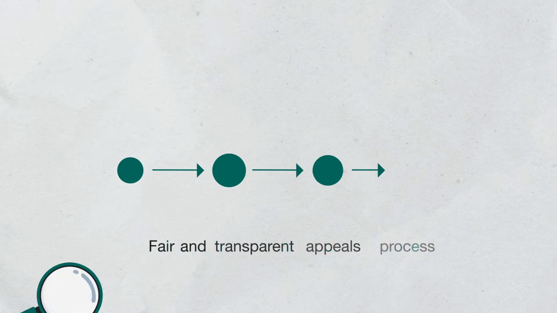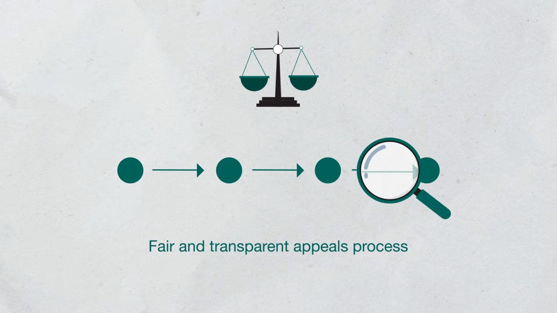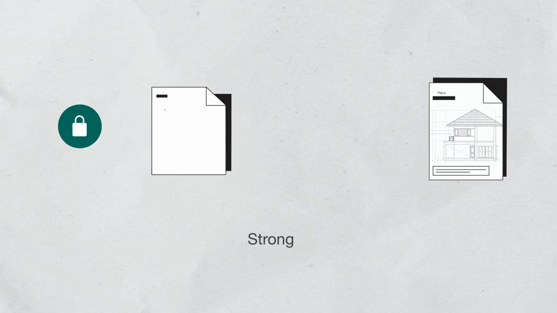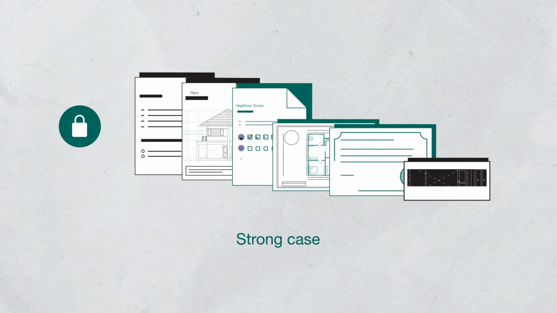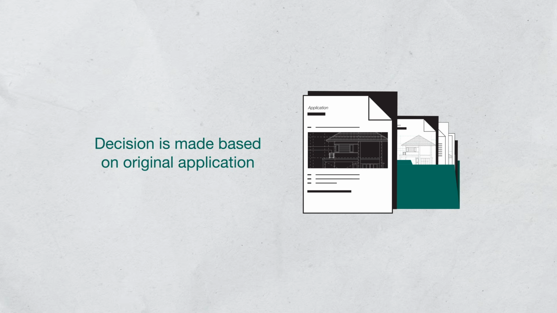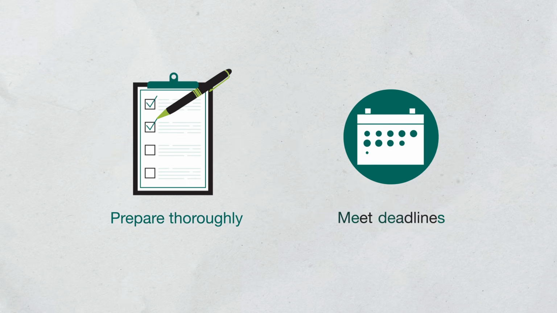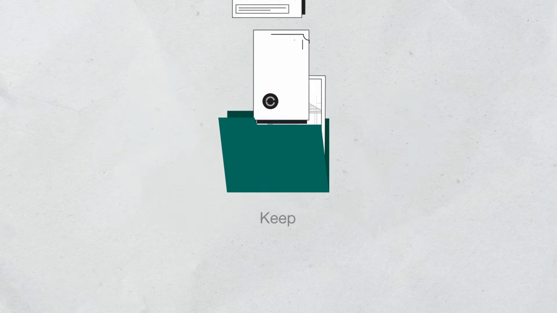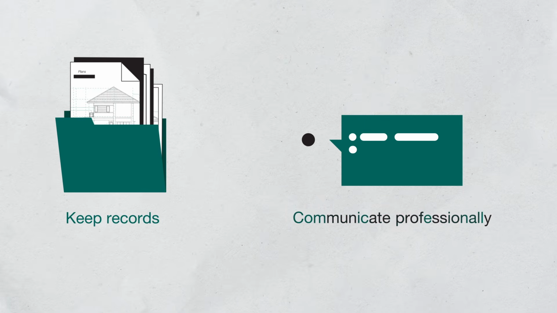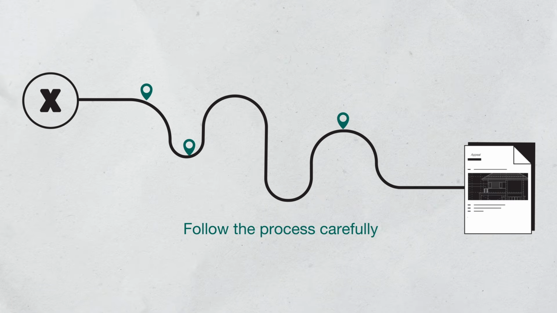At the Planning Inspectorate, we want a fair and transparent appeals process for everyone. Only appeal when you have a strong case. Remember that the inspector will make their decision on the same basis as your original planning application. Prepare thoroughly and meet all deadlines. Keep clear records and communicate professionally. Follow the process carefully from start to finish.